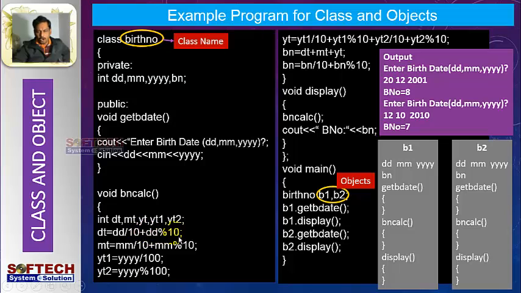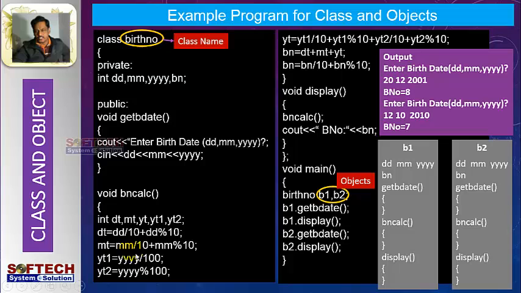Then dd modulus 10: 20 modulus 10 is 0. So 2 plus 0. Using division and modulus, we separate the individual digits. If dd is 20, it separates 2, then 0, 2 plus 0. Now dt is 2. Then we calculate the month.